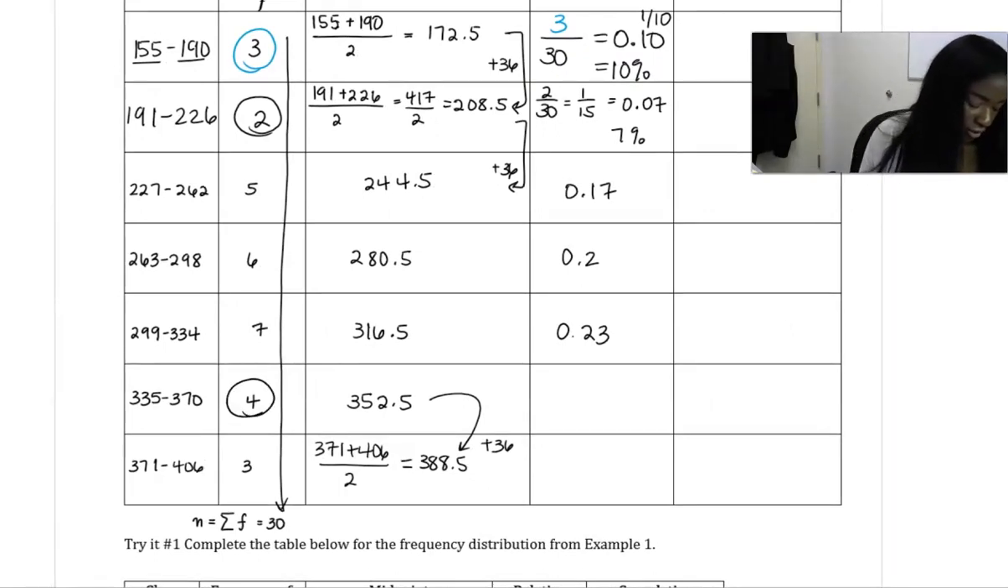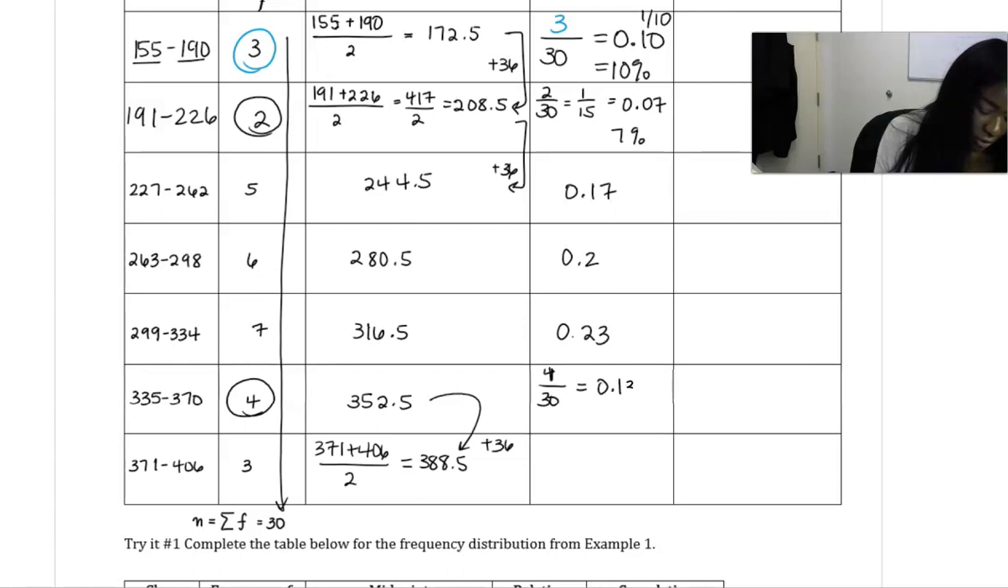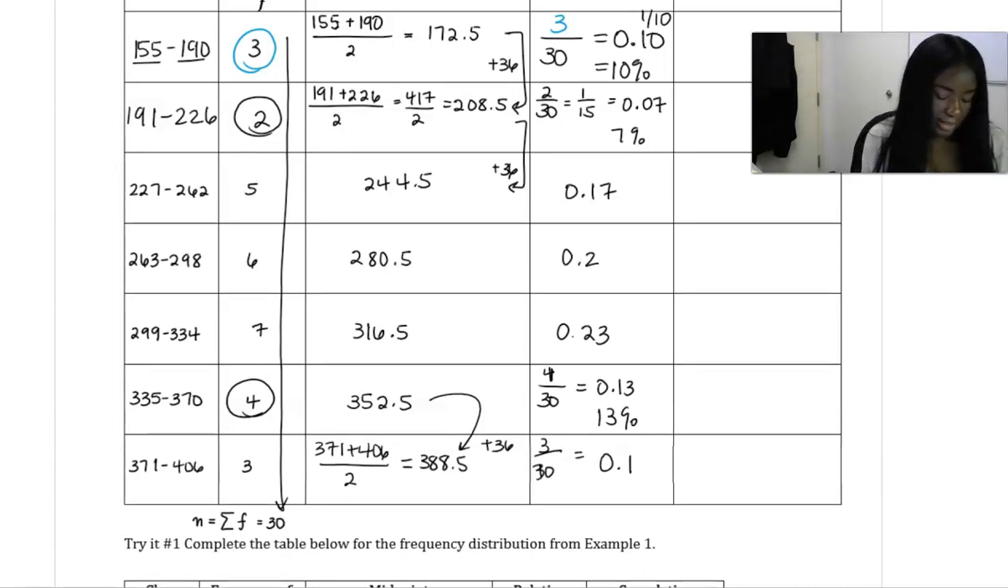So for example, down here in the class 335 to 370, it had a frequency of 4. We will take 4 and divide that by 30. And when we take 4 and divide it by 30, we get about 0.13 when I round it to two decimal places, which is 13%. Finally, taking 3 over 30, that's 1/10, that's 0.1. So that is how we compute our relative frequencies.